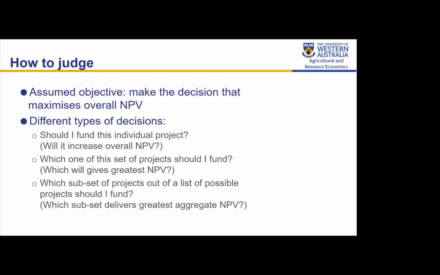So in other words, the question there is, will it increase the overall BCA net present value? Or we could be asking, which one of this set of mutually exclusive projects should I fund? They're mutually exclusive, so you can only fund one of them. Which one? So you're trying to find the one that provides the greatest net present value. Or you could be asking, which subset of projects out of this long list of potential projects should I fund? And so which subset delivers the greatest aggregate net present value? So you're looking at a portfolio type decision there.